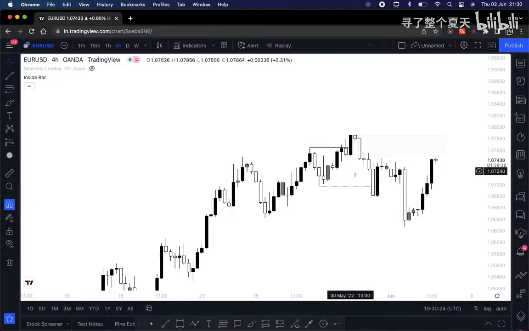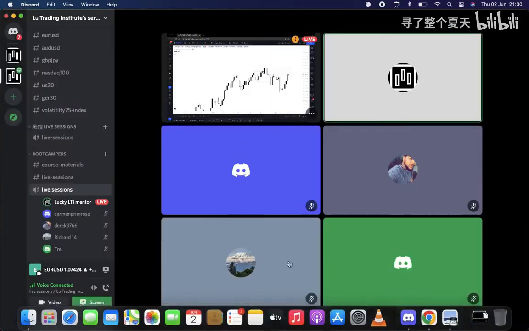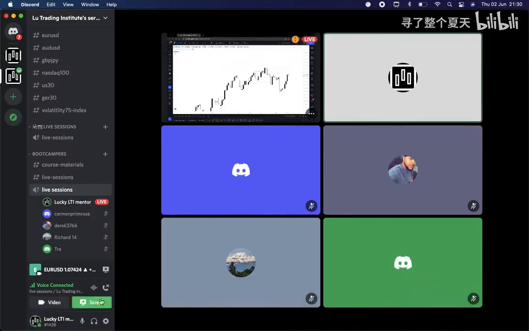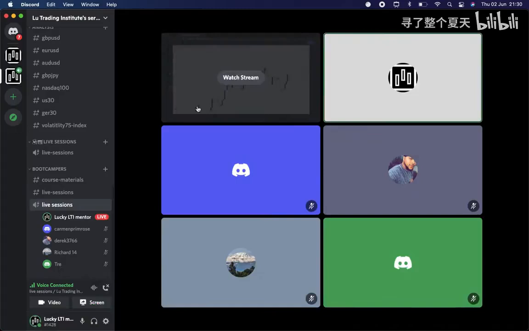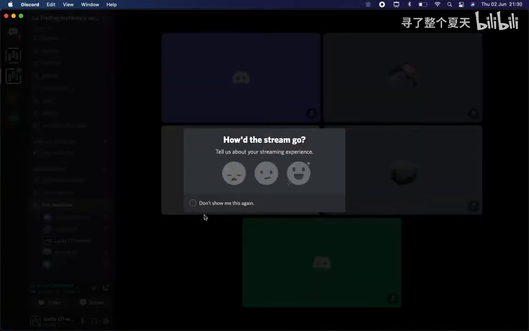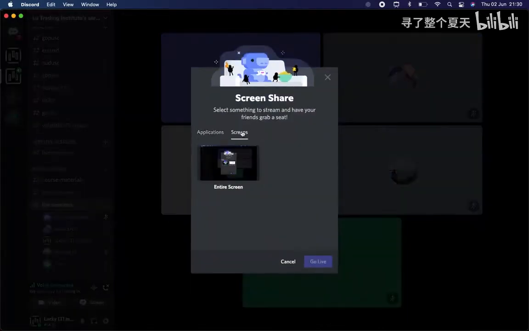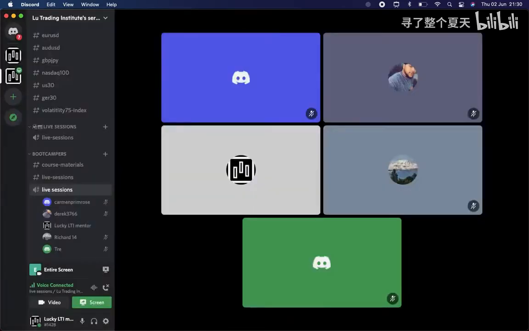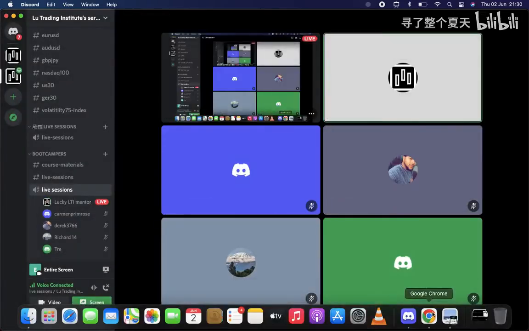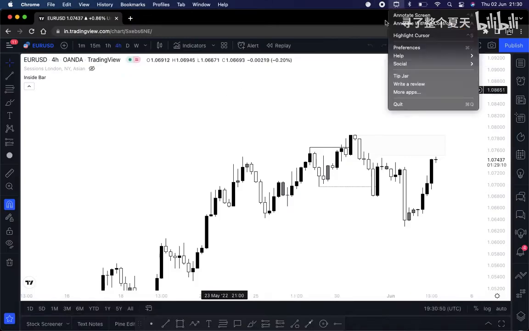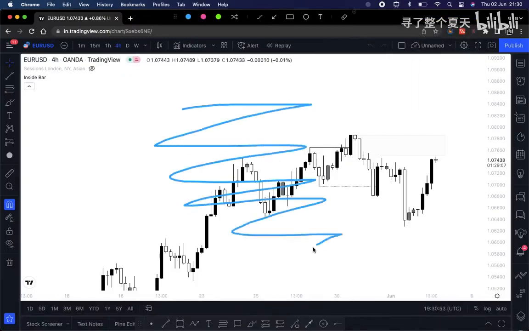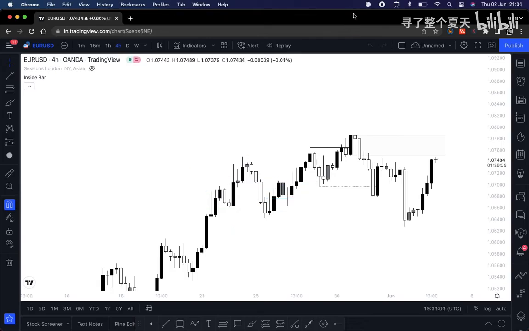Right, so for today, let me just share my entire screen so that you guys can be able to see my annotation. Right, so are you guys able to see my annotation? Yes. Perfect.